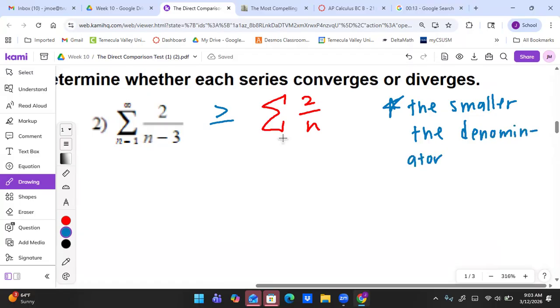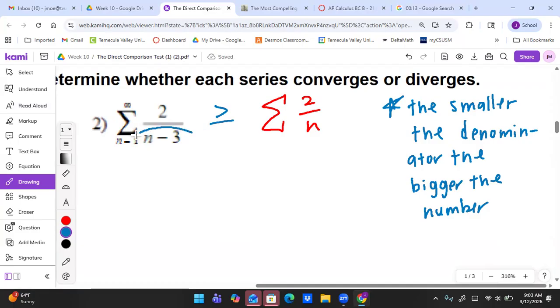Are you writing your notes? Uh-oh. The bigger the number. Yeah.